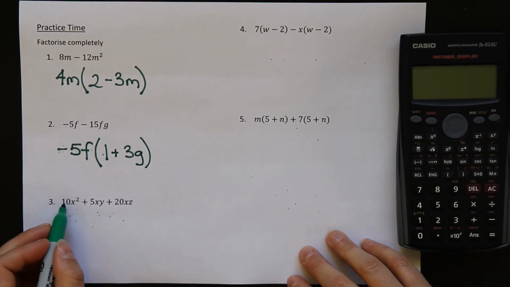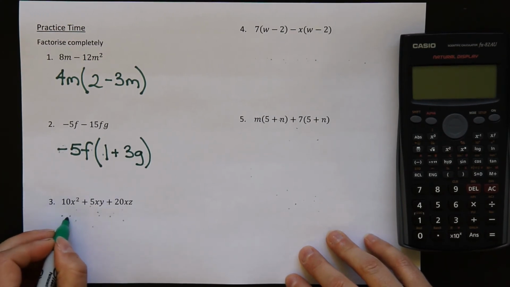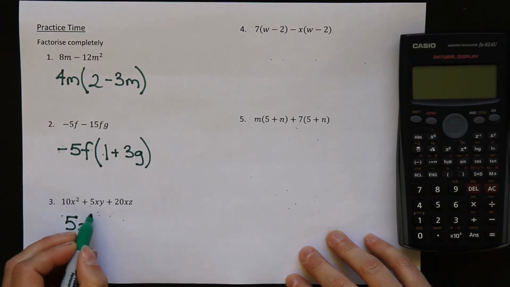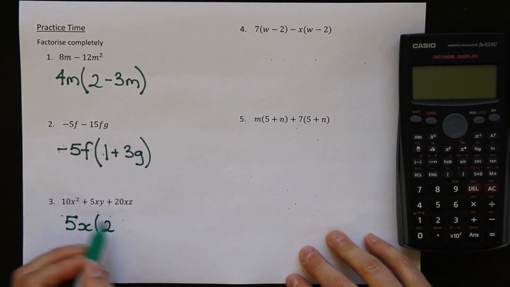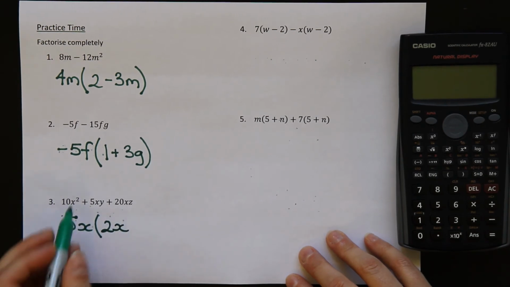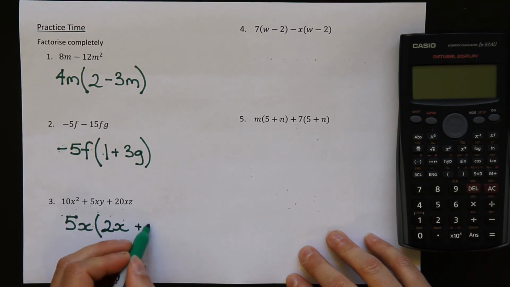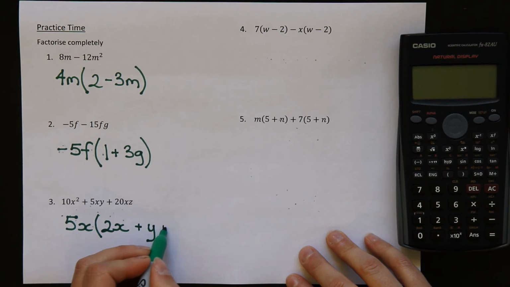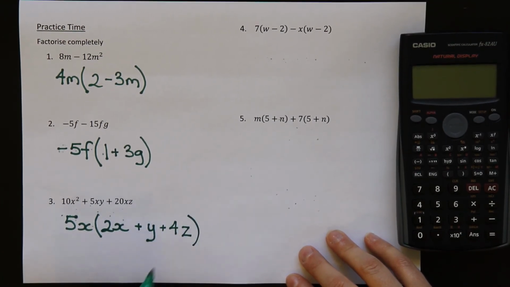Question 3, 3 terms here, so 10, 5 and 20, that's a 5 as a common factor, and each term also has an x. Open bracket. 10 divided by 5 goes twice. I've taken one x, so there's an x. The second term, the 5 has come out, the x has come out, so I have a y. And the third term, 20 divided by 5 goes 4 times, taken the x out, so there's a z left in the brackets.